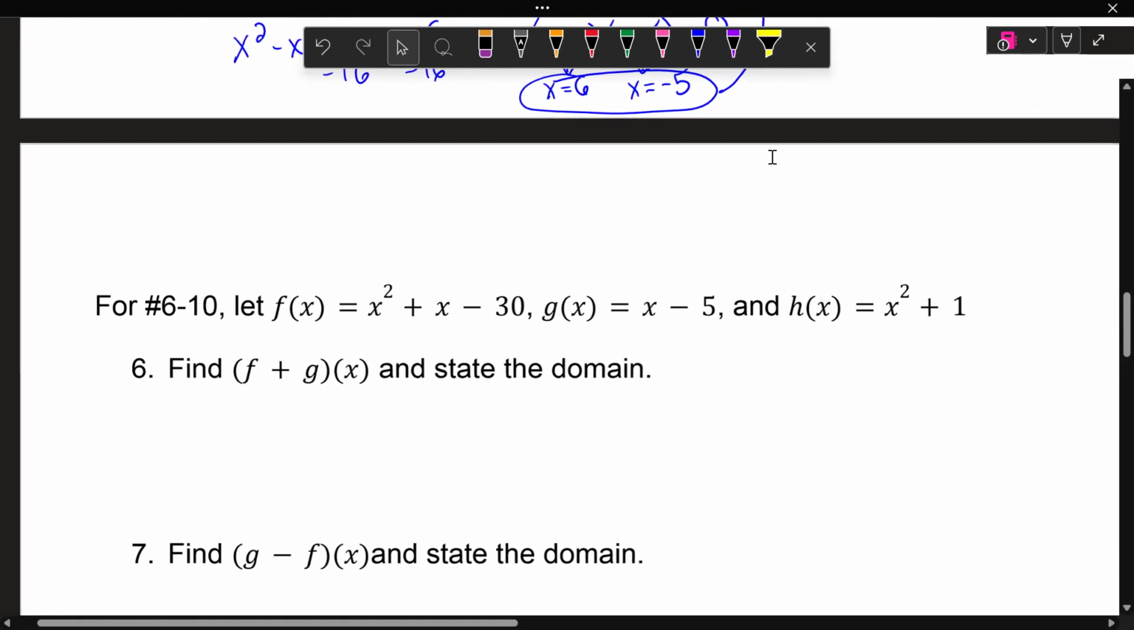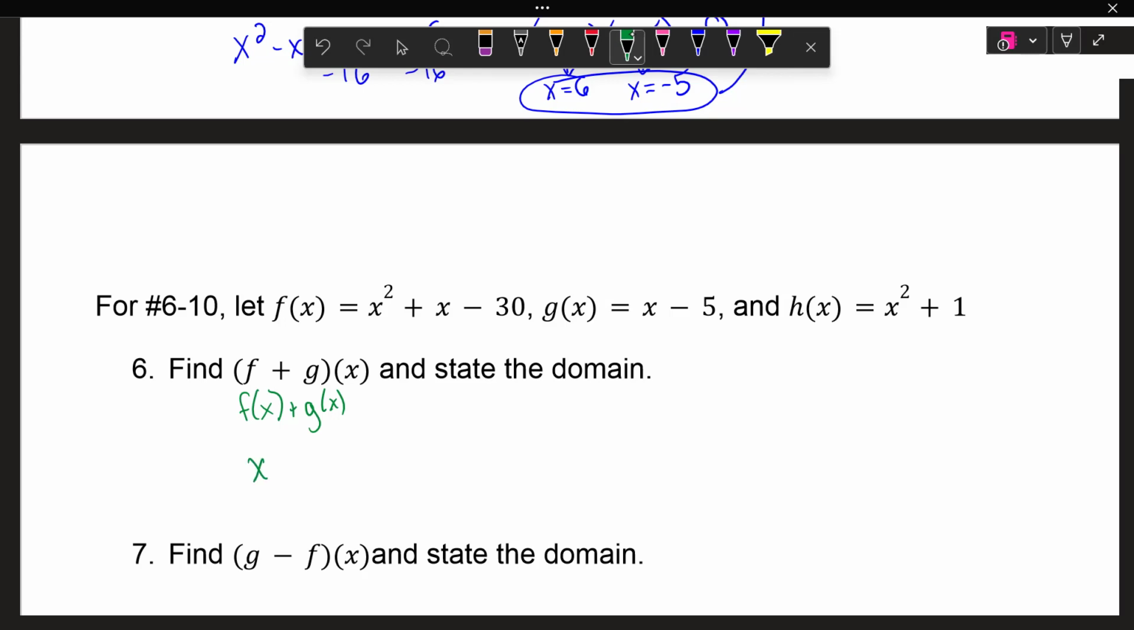Now on to 4-5 stuff. F plus g of x and state the domain. So again, all that is f of x plus g of x. And f of x is just x squared plus x minus 30 plus g of x, which is x minus 5.